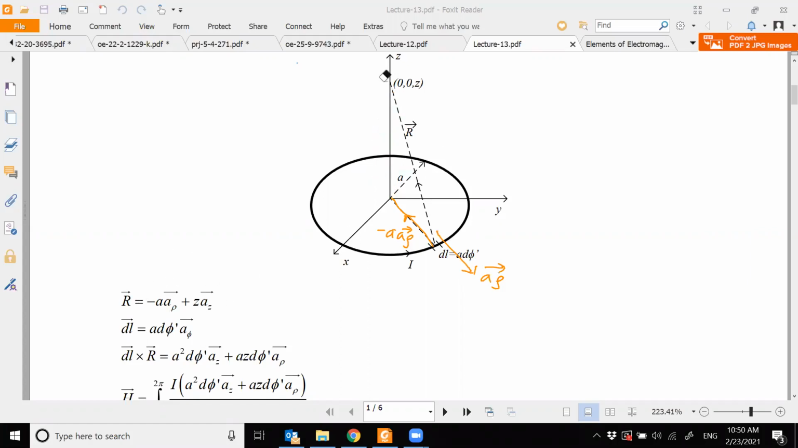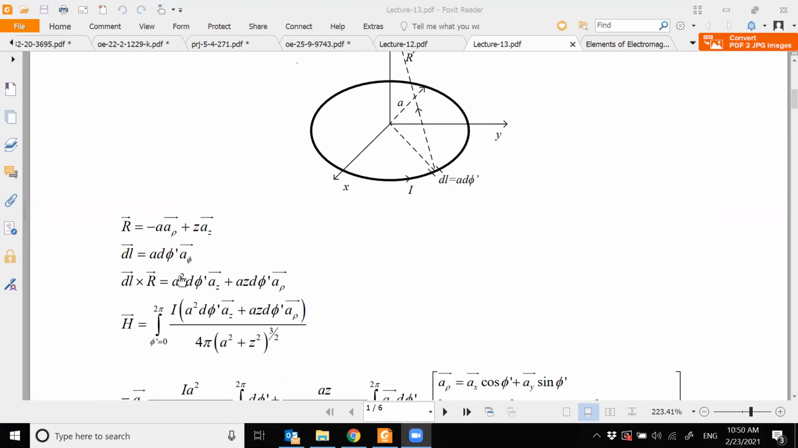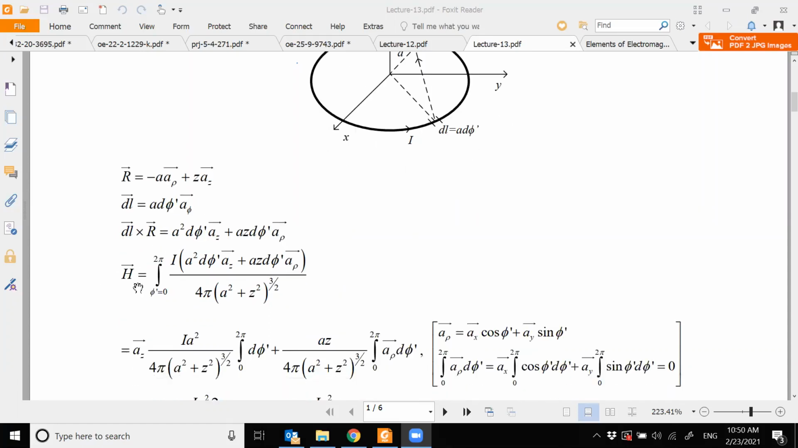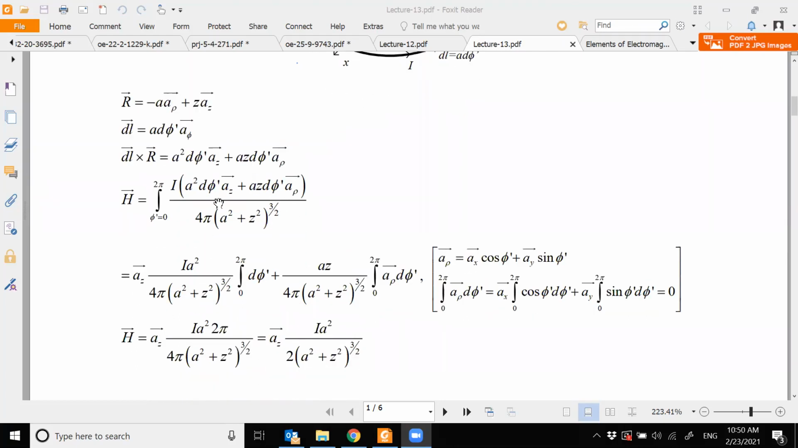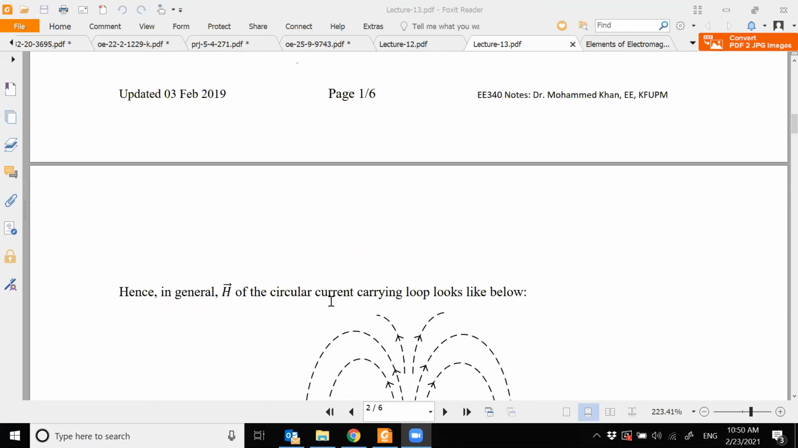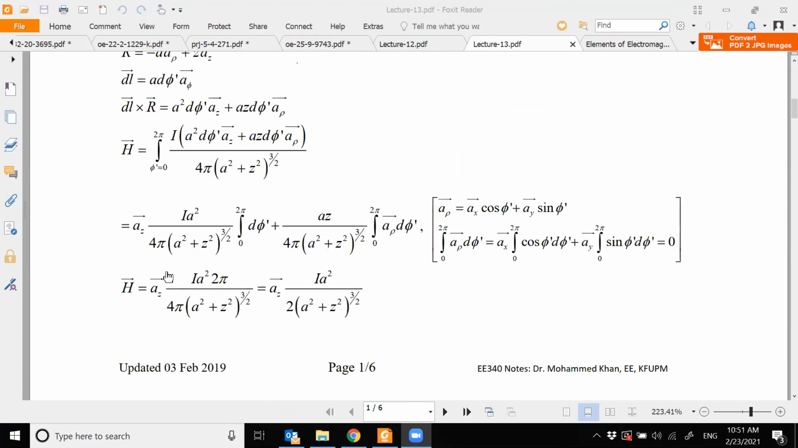Then what will be my dl? We already got that dl is a d phi dash, and then you can get dl cross R, cross product this, and then you can get the H bar. H bar will be this. So it will have two components. So you have to do both the components one by one. And then you will get this as the answer. So it will be in the AZ direction.